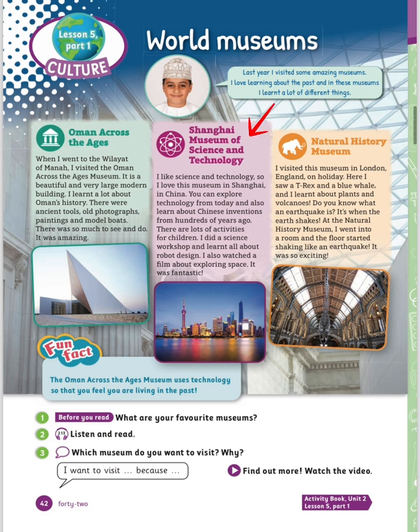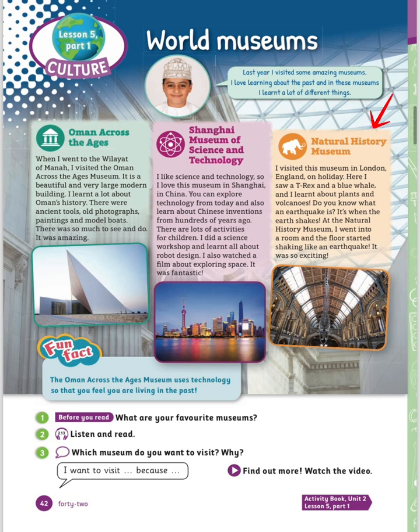Number 3. Shanghai Museum of Science and Technology. I like science and technology, so I love this museum in Shanghai in China. You can explore technology from today and also learn about Chinese inventions from hundreds of years ago. There are lots of activities for children. I did a science workshop and learned all about robot design. I also watched a film about exploring space. It was fantastic.